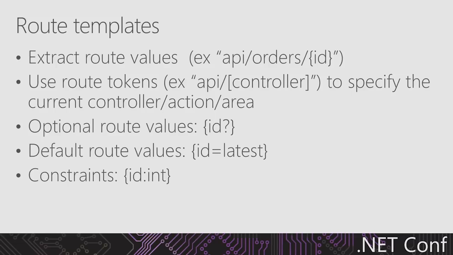You can also put constraints on your route values using colon syntax. For example, if you want the route value to be of a specific type, or if you want it to match a regular expression, you can do that using colon. So ID:int means that this route value only should match if the value is actually an integer. Otherwise, the route shouldn't match at all.